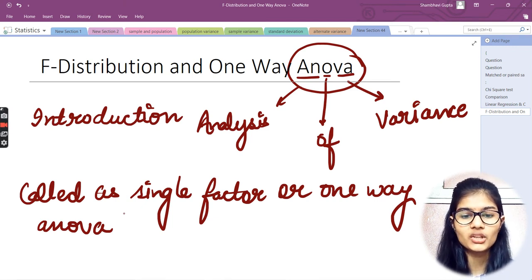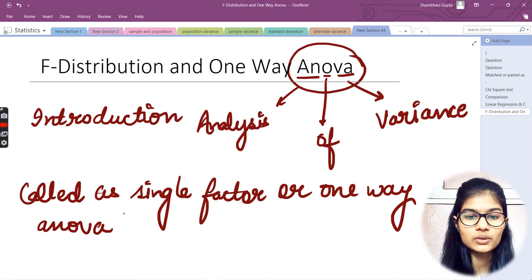Now we'll also be studying the F distributions, which are used for the one-way Anova. This is the test of two variances, right? As I mentioned, Anova means the analysis of variances. I'll let you know about these topics in detail further on. So let's go ahead and study first of all regarding this.